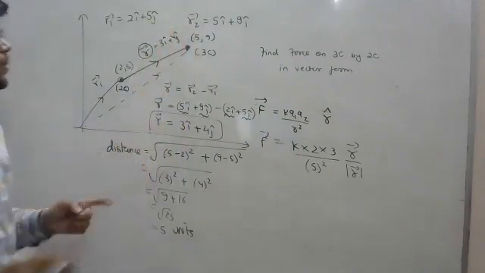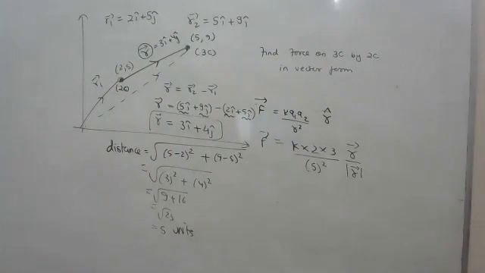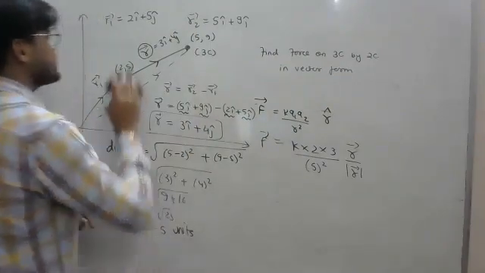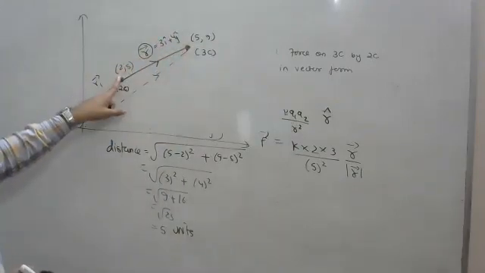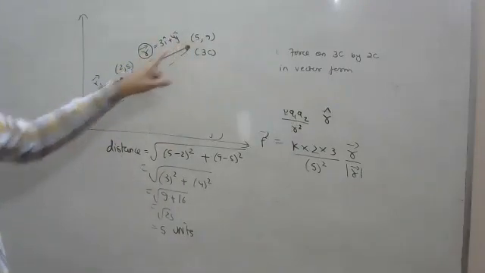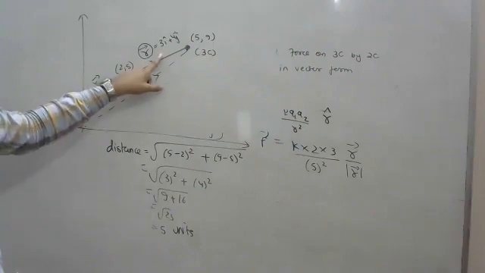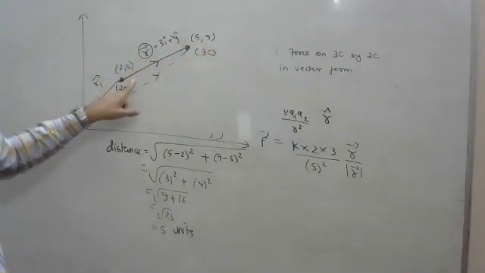Because you are not thorough with the topic, I'm taking the topic very slowly. Or else you could have done this simply. क्या करना होता है? Very simple. इसका x और इसका x minus करो. 5 minus 2, 3. Right? This is 3i cap. Then y minus y, j cap.